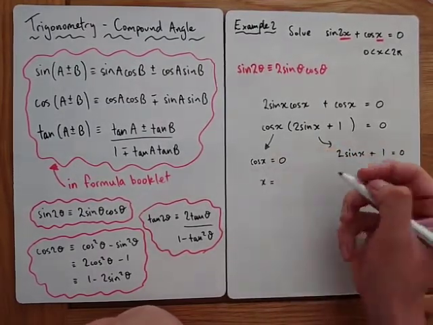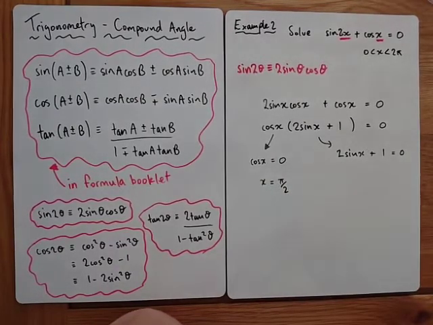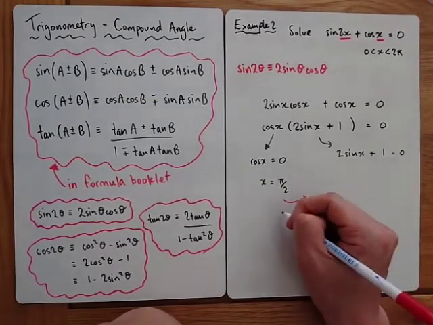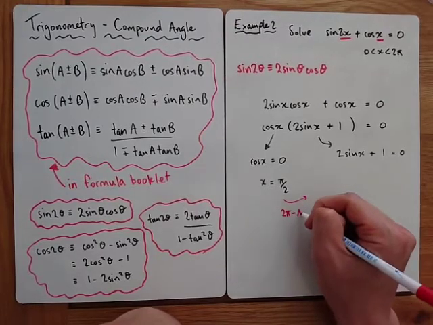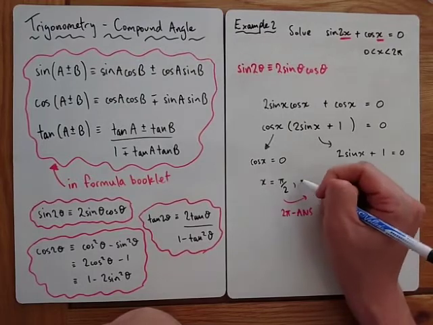Cos inverse of 0, we would get pi over 2. 2 pi minus the answer would give us 3 pi over 2.